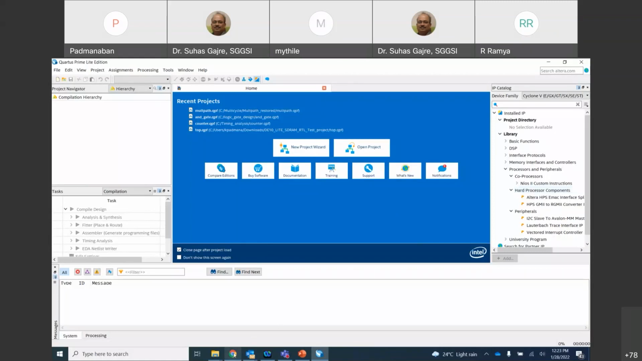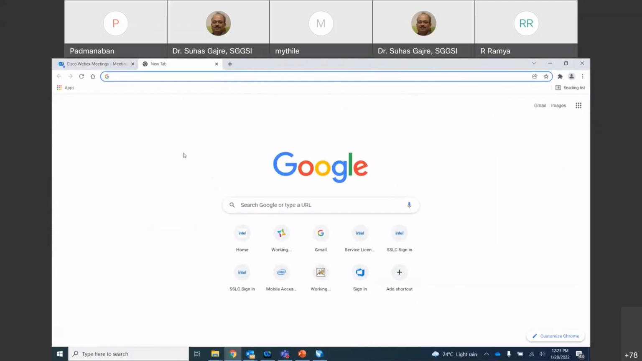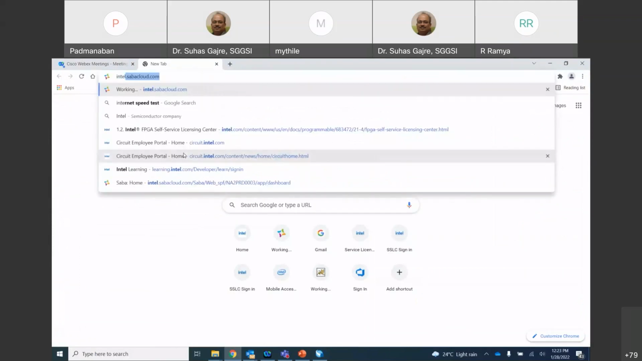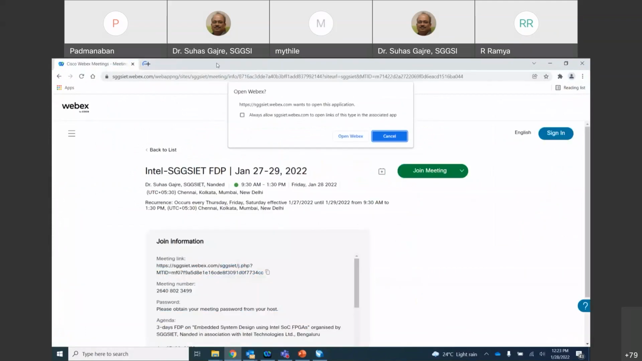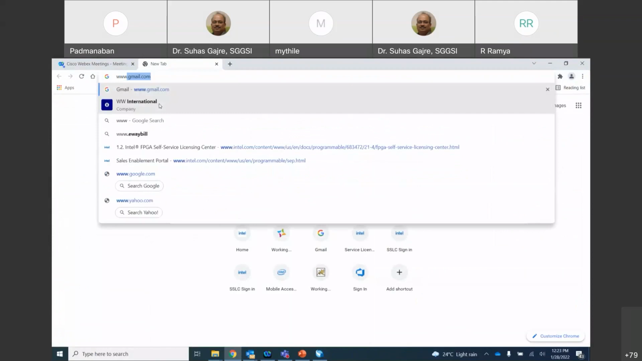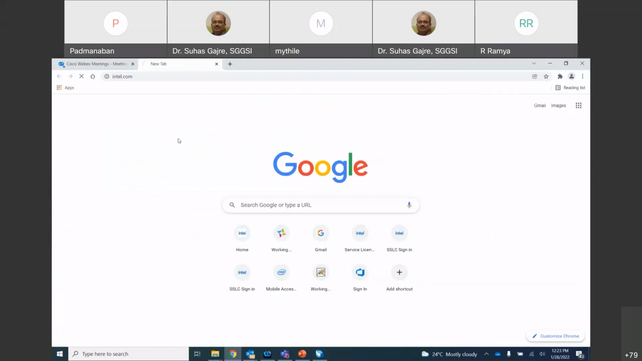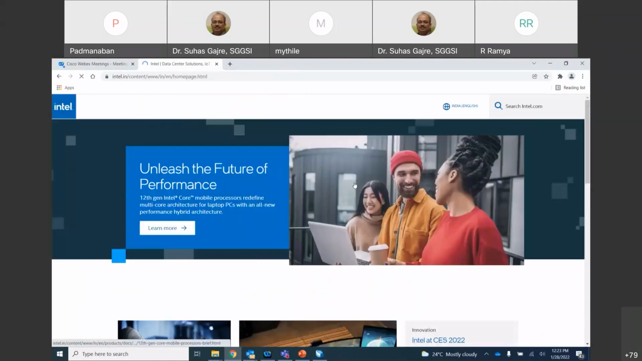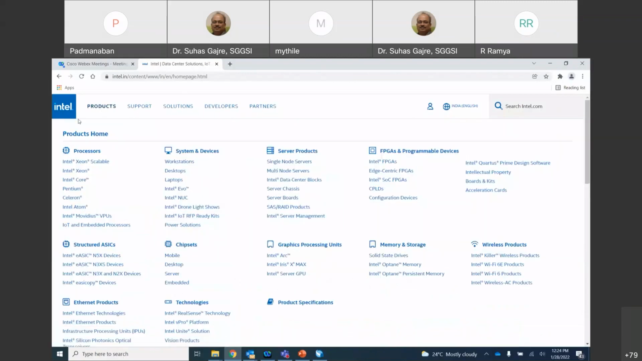Okay, right. How do we get more details? That I can just show it to you right now. For example, you can directly go to the Intel.com website. When you go to the home page here, you can go to the products. Here you can see there are multiple products available. But what we want here is the Intel FPGAs or Intel SoC FPGAs. For example, I just click here Intel FPGAs.